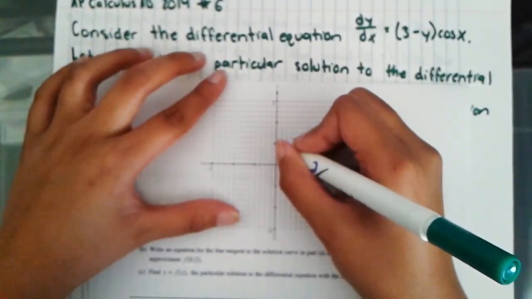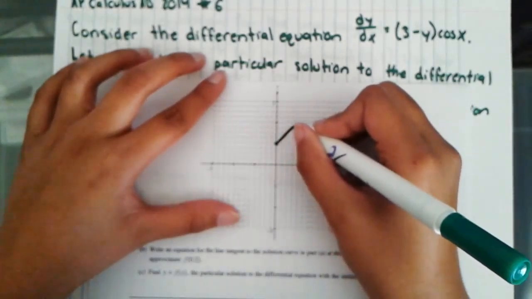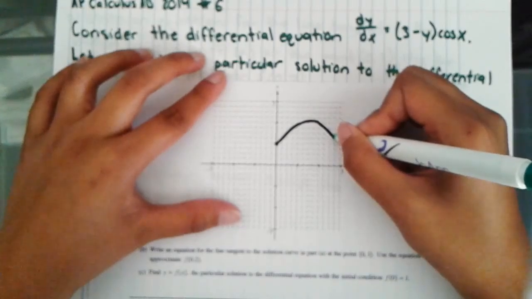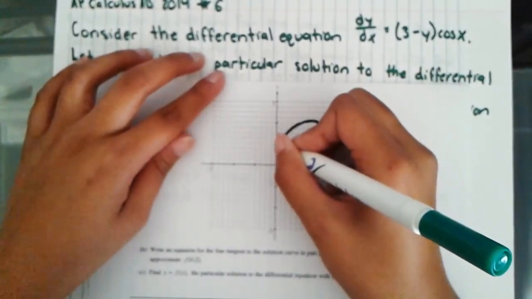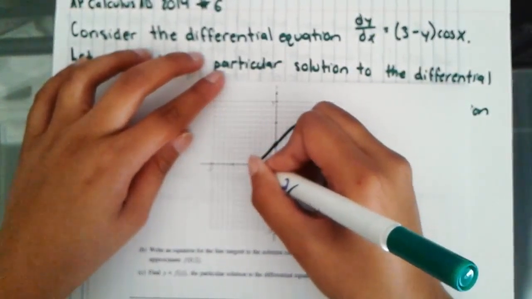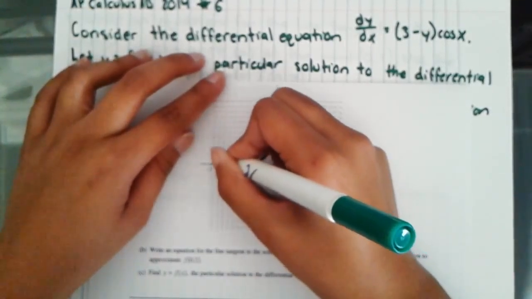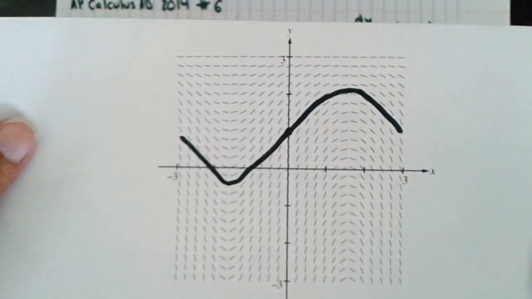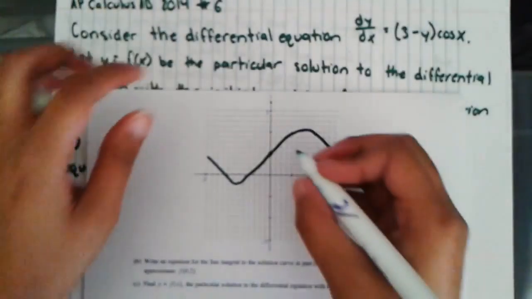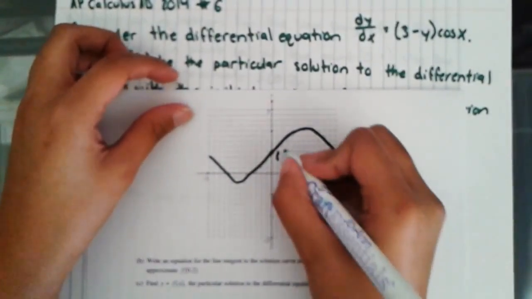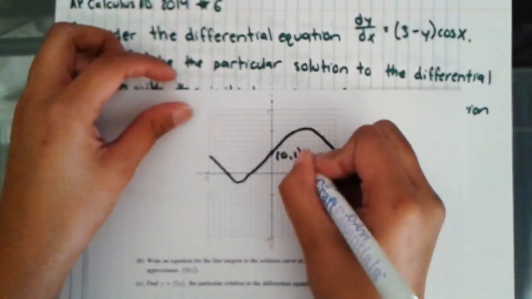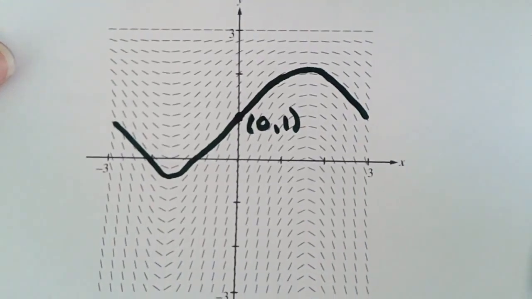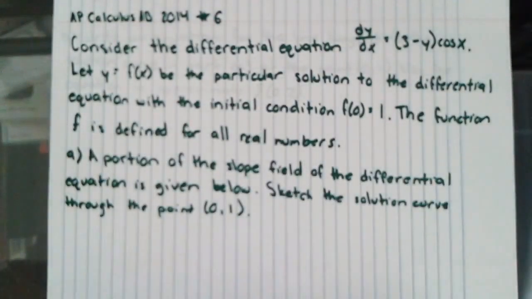So (0, 1) is right here, and if you follow the slope lines, you will get this. And as you can see, it passes through the point (0, 1). And that's all you had to do for A.